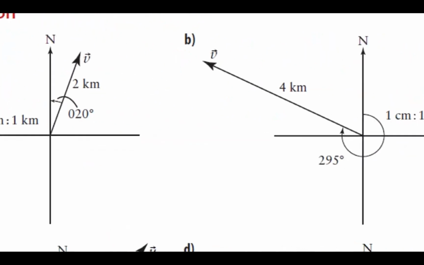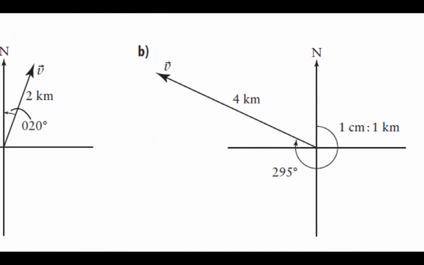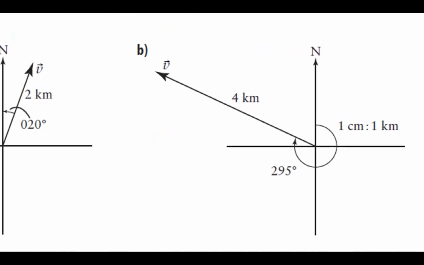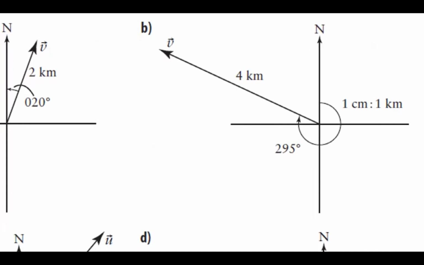And then in question B, the vector is like this. Note that the true bearing of this vector is 295 degrees. And it measures from the true north clockwise for a degree of 295. And the scale is also 1 centimeter to 1 kilometer.